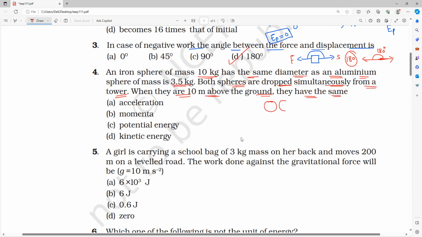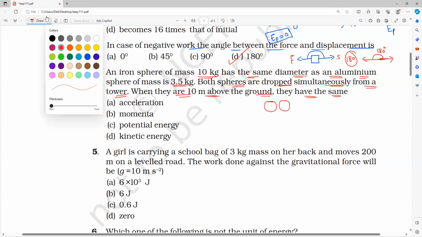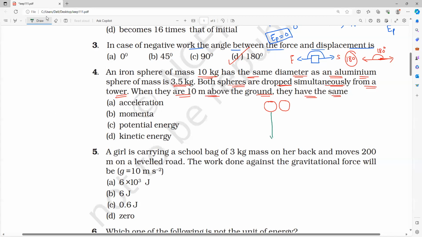Irrespective of mass, with the same diameter. Somebody conducted this activity from the leaning tower. Anybody remember? A wooden ball and a metal ball. Galileo. He dropped a wooden ball and a metal ball of the same diameter. Irrespective of masses, both reached the ground at the same time. Free fall. So irrespective of mass, acceleration due to gravity remains constant.